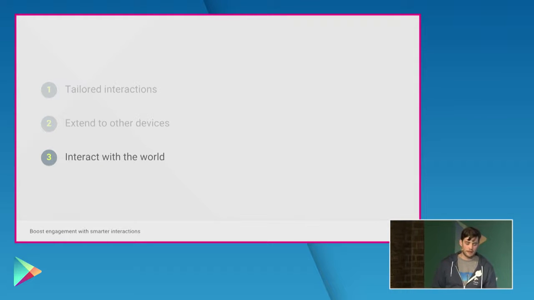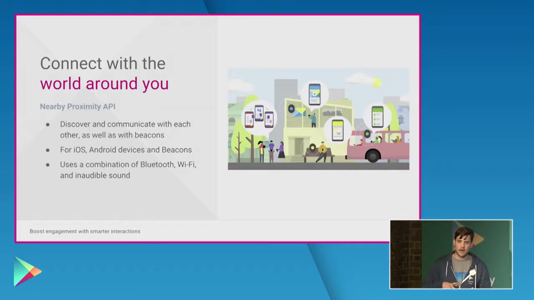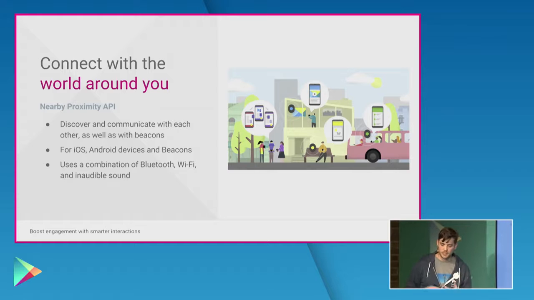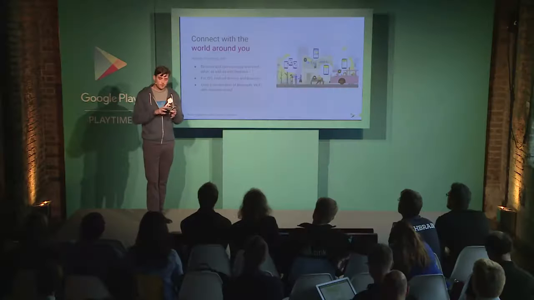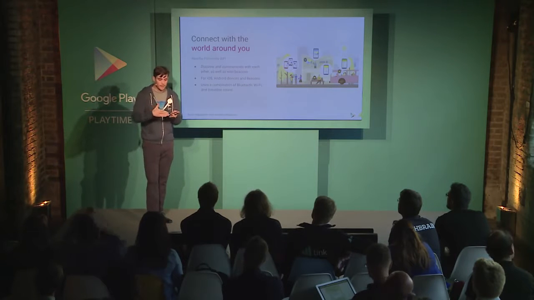Lastly, I want to talk a little bit about how your apps can interact with the world around them and how users can interact with other users around them. So, let's talk a little bit about the Nearby Proximity API first. This is a new technology that was recently released by Google that basically allows you to build beautiful experiences that let your users discover each other when they're close by, or to discover beacons when they're close by.